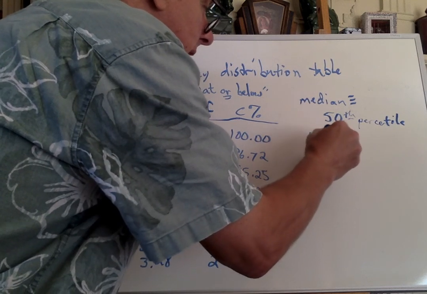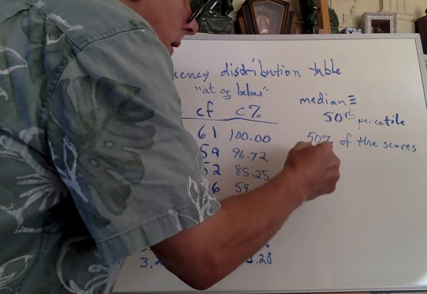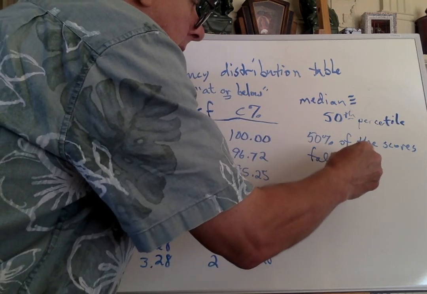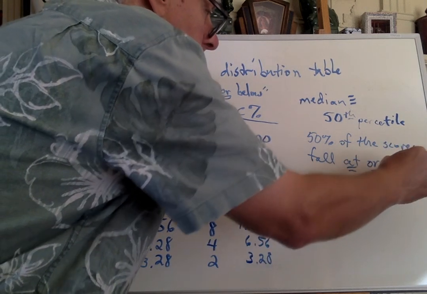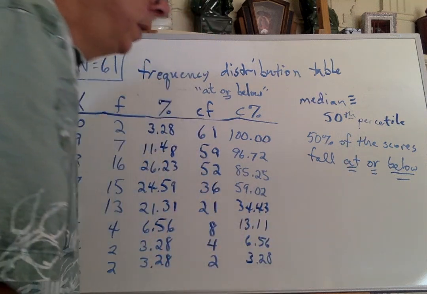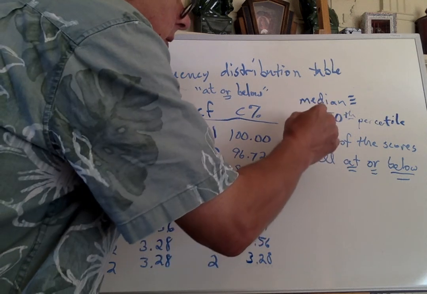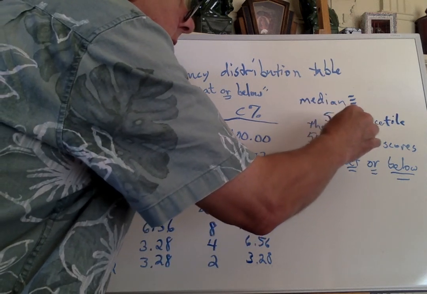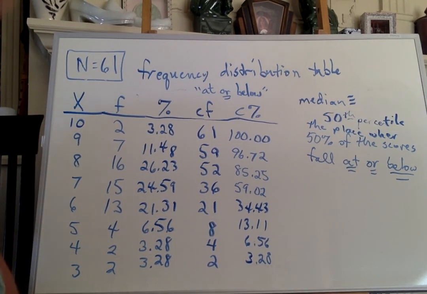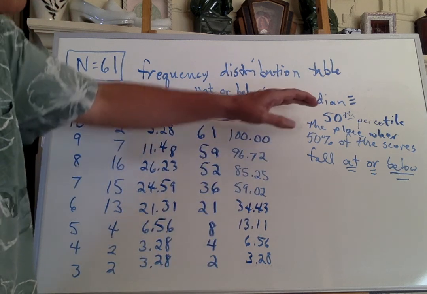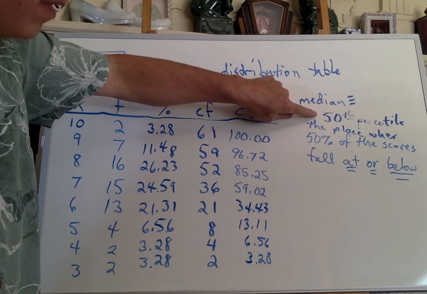So it's the place where 50% of the scores in a distribution fall at or below the 50th percentile. How about that? The place where 50% of the scores fall at or below. I'm going to ask you what the median is. If you say the 50th percentile, that's half credit.